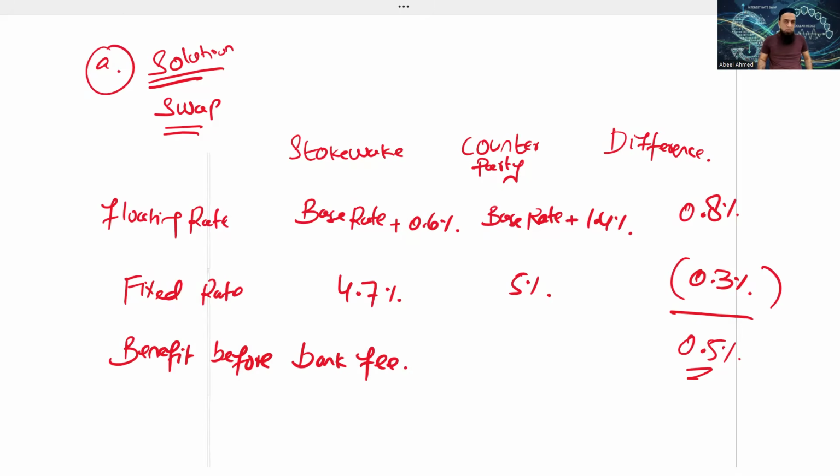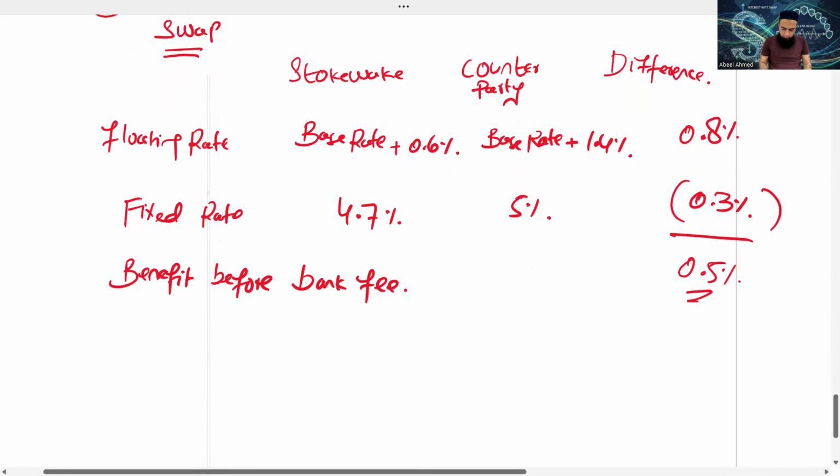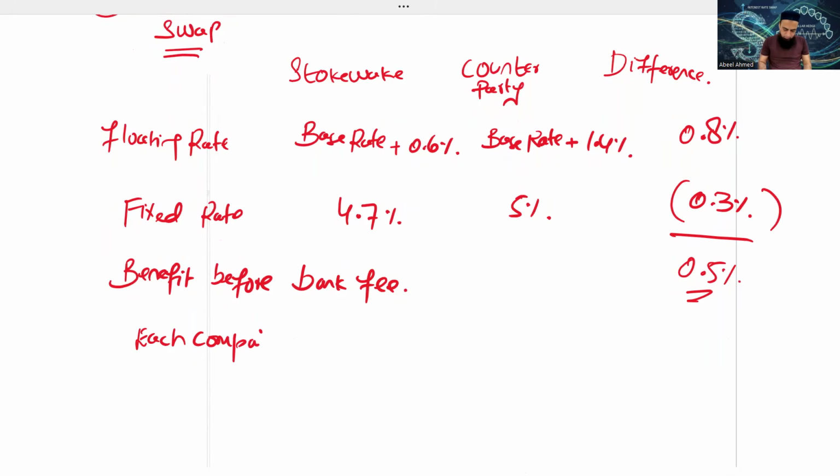If someone deducts the bank fees here, that is perfectly all right. Otherwise, you can deduct the bank fee later on, near the completion of the interest rate swap. But if someone deducts here, that's perfectly fine. I've written benefit before bank fee. Okay. Each company's benefit is 0.25%.